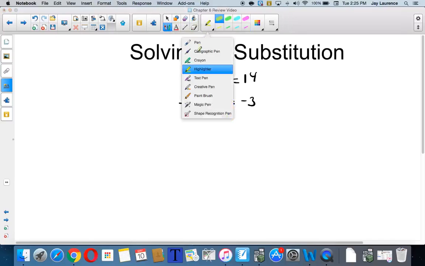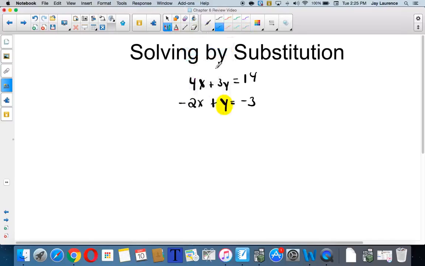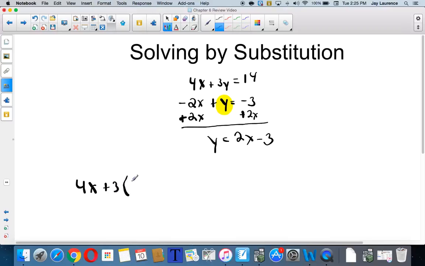So I'm going to go ahead and solve for y in the second equation by adding 2x to each side. And so I'm going to get y equals, and you can write two things. You could write -3 plus 2x, or you could write 2x minus 3. Now I'm going to rewrite the first equation, 4x plus 3, but instead of writing a y there, I'm going to write what y equals, 2x minus 3. That's going to equal 14.